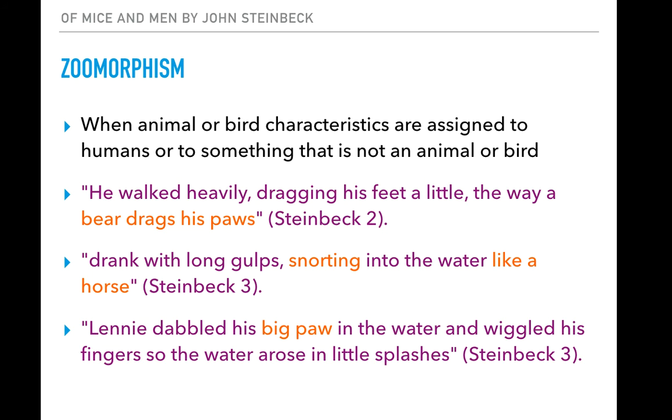And the final one: Lenny dabbled his big paw in the water and wiggled his fingers so the water arose in little splashes. In this one, his hand is being called a paw. Lenny is a human being, not an animal, but Steinbeck describes it as a paw. So it's curious as to why Steinbeck consistently, and even further into the novel, continues to use zoomorphism when he's describing, and particularly, Lenny.